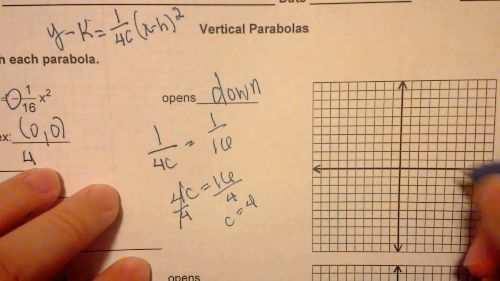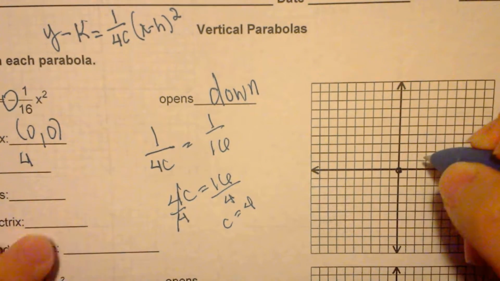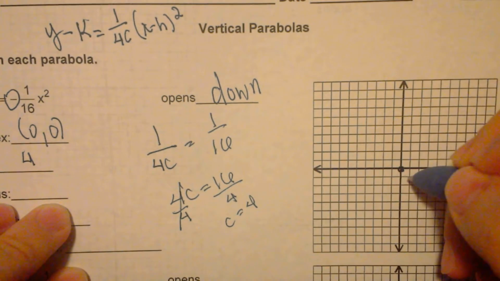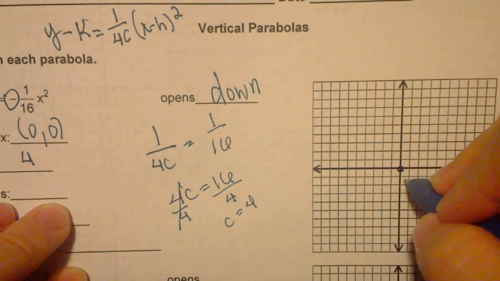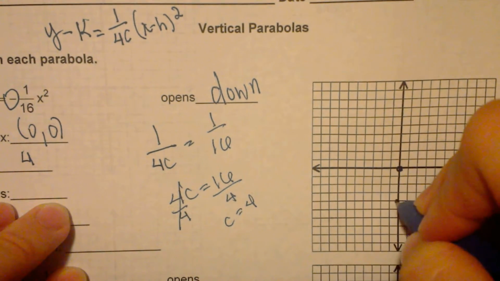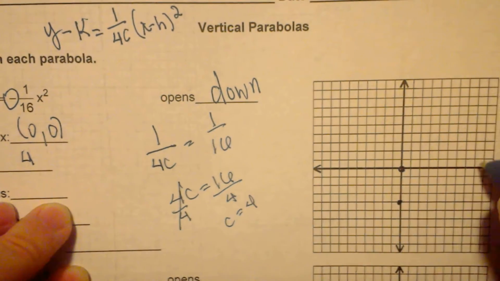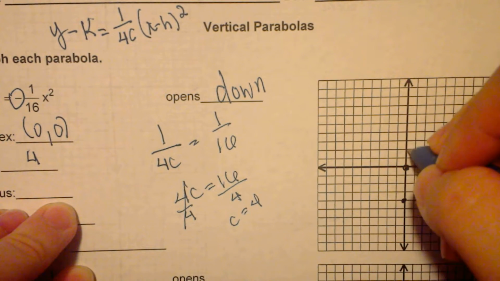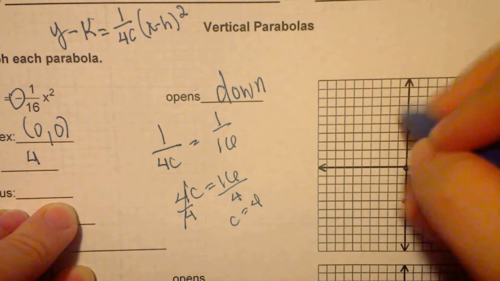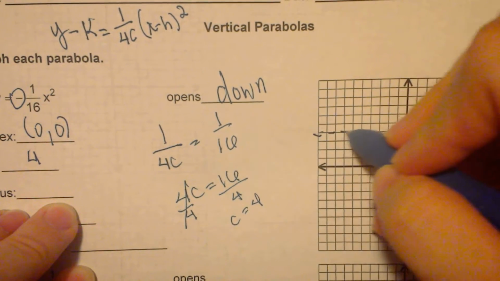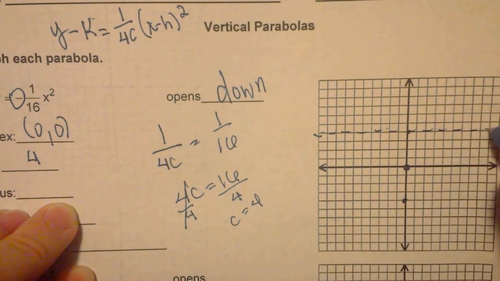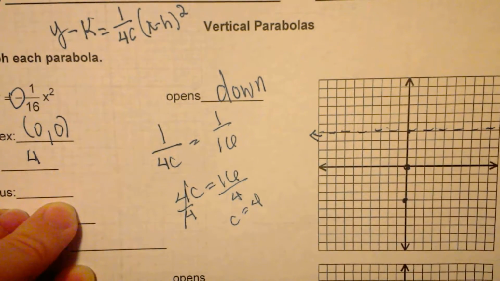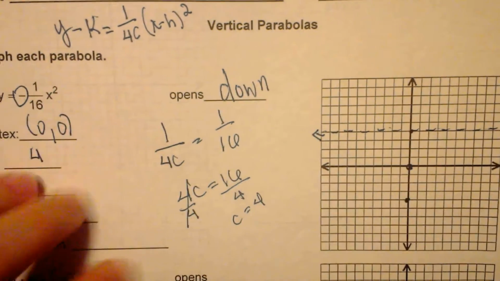So I'm going to plot 0, 0. C is 4. It's opening down, so my focus is down from my vertex. That's my focus. And so my directrix has to be on the other side, so I'm going to go up 4 from my vertex. But it's not just a point, it's this whole line. That is my directrix.